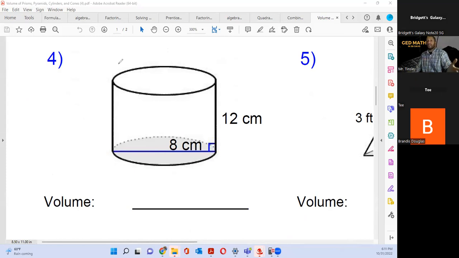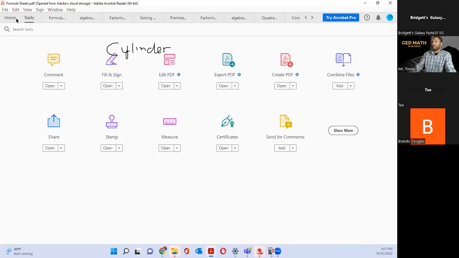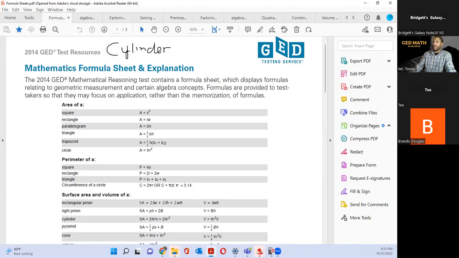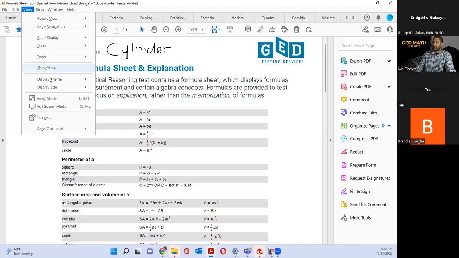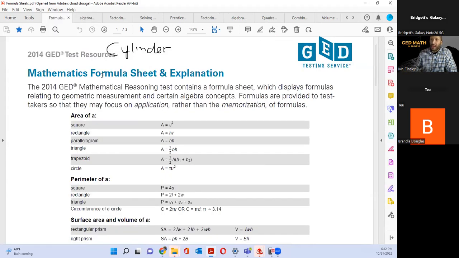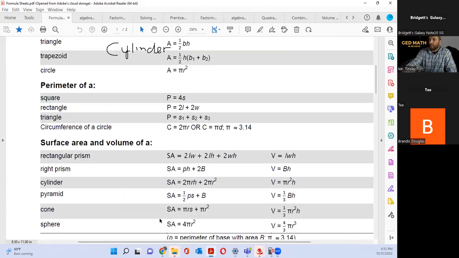Okay. All right. So we got a cylinder. So first of all, identifying the shape. And then what we're going to do is we're going to go to our formula sheet. Do I have my formula sheet open? Yes, I do. So we're going to go to our formula sheet and we're going to look for the formula. And this is important because every time you're doing GED work, you should have 3 things out: scrap paper, your calculator, and your formula sheet. Every single time.